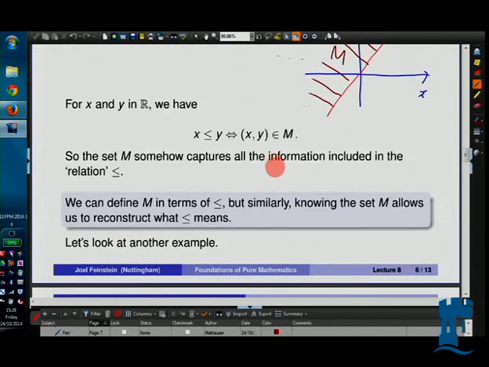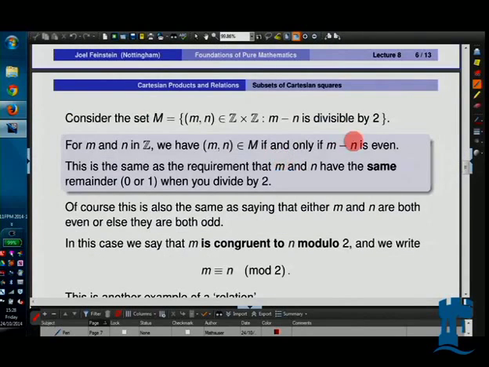Let's look at another example. So this time I'll look at pairs of integers, right? I'm not going to draw this one, though you could if you wanted. Pairs of integers, those pairs so that the difference in the coordinates is divisible by 2. In other words, the difference in the coordinates is even.